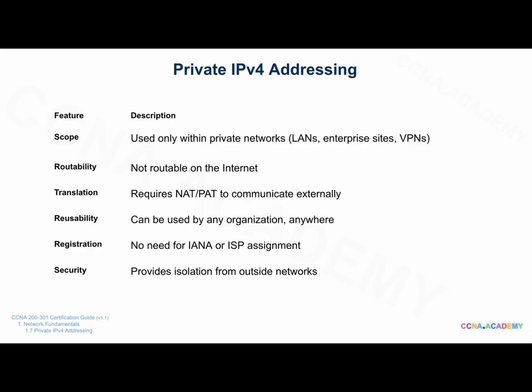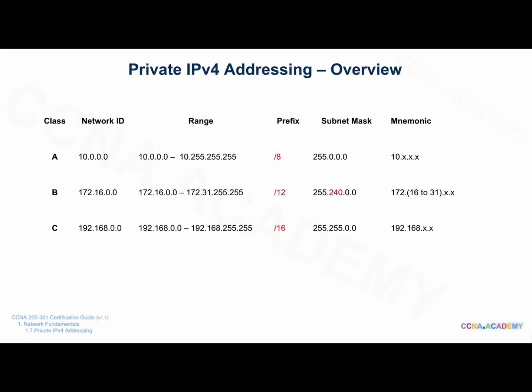Any organization can reuse them without registration, and they add a layer of security by isolating internal devices from the public internet. There are 3 private IP ranges defined by RFC 1918. Class A uses 10.0.0.0 to 10.255.255.255. That's a /8 network. Class B covers 172.16 to 172.31, a /12 block.